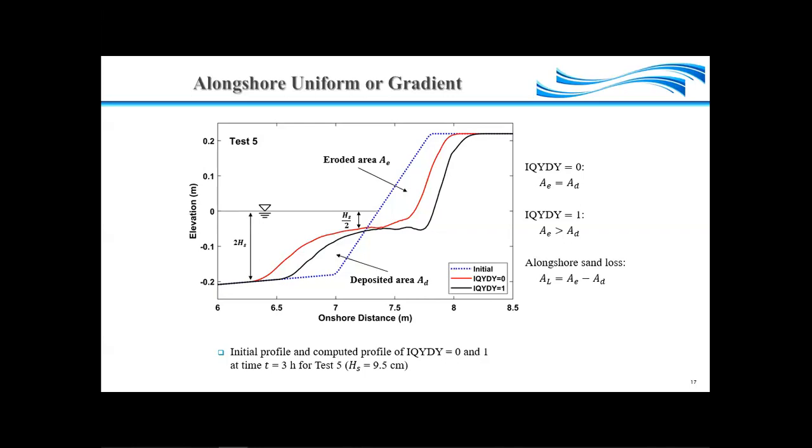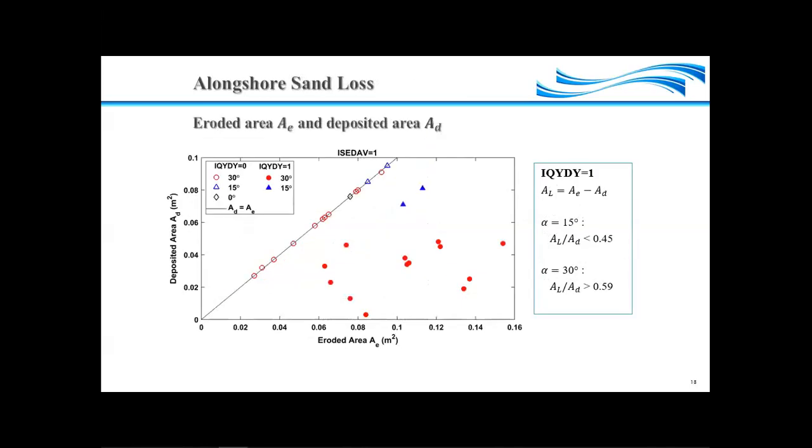Then for this data, it's better to use that alongshore variation of longshore sediment transport. And then for the deposit area, there's a cross section, and where there is deposit, the area becomes larger. Eroded means the area becomes smaller. If you assume alongshore uniformity, eroded is the same as deposited. On the other hand, if you allow alongshore sand loss, you get this kind of point. So this is explaining what may be causing erosion.